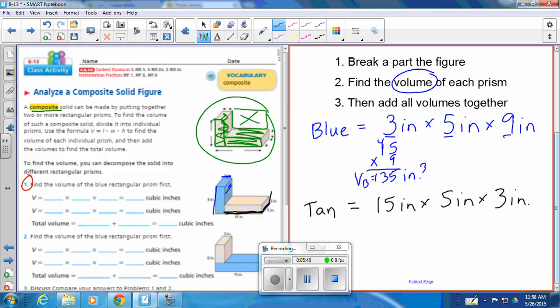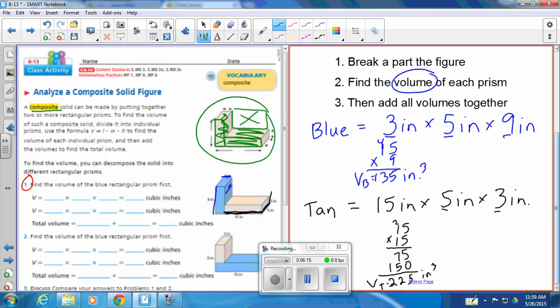So you can do this a couple different ways. I see this first, 5 times 3 is 15, and then I'm going to do 15 times 15. You could do 15 times 5 and then multiply that times 3, however you want to do it. Seven plus 5 is 12. Do you agree with my math? Okay, so this is the volume of the tan.